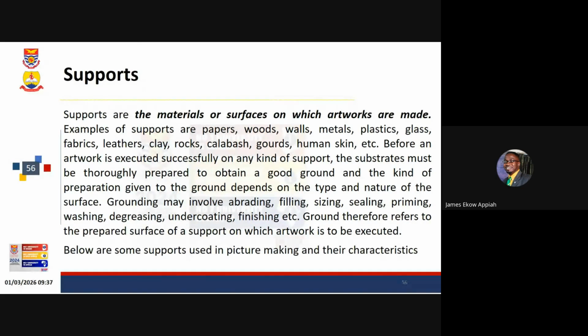So let's say the support is the raw surface on which you do the artwork. But before they do the artwork on the raw surface, you have to give it a ground. And you have to prepare the surface by giving it a primer, the appropriate primer, before the actual work will be done. I hope it is clear to you.